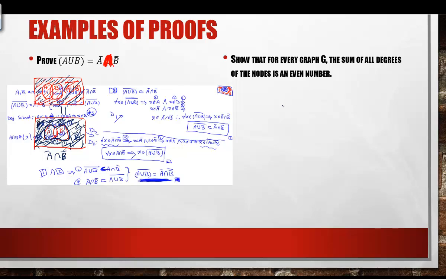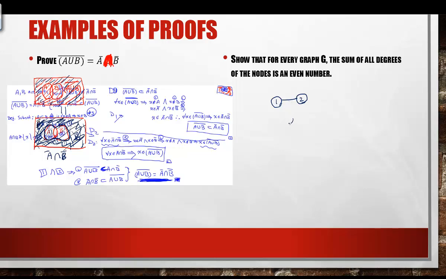So let's actually take a look at a graph. Let's draw a graph with 2 nodes, node 1 and node 2. If I connect these 2 nodes, then the degree of node 1 is 1, and the degree of node 2 is 1, because each of them has 1 edge. So the sum of the 2 degrees is 2.